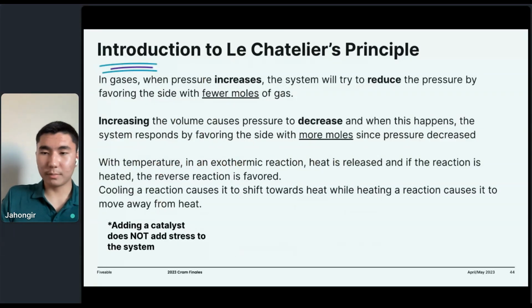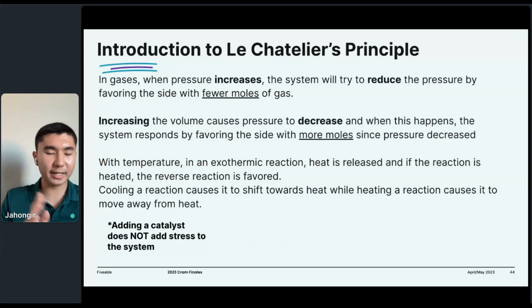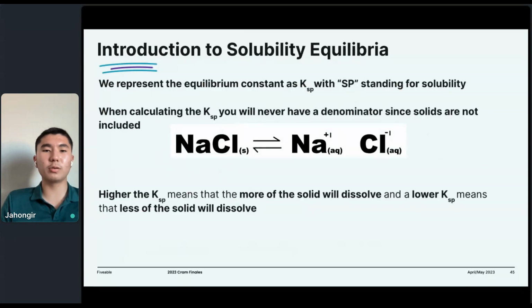Now, I pretty much covered most of this when I was talking about the discussion with the moles, and you could look at this just as reference. And one of the things I really want to highlight is that adding a catalyst does not add stress to the system. It does not favor the reactants, and it does not favor the products. So as a basic understanding, you could just say that catalysts don't do anything. I mean, they do something, but they don't add enough stress to the system to affect the concentrations. And let's look at the introduction to solubility equilibria.